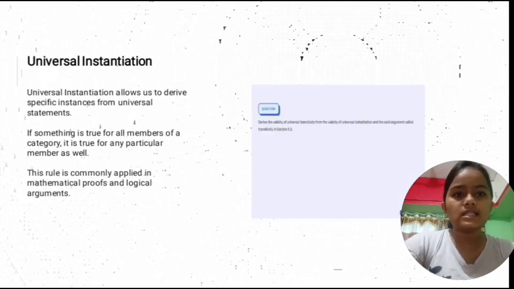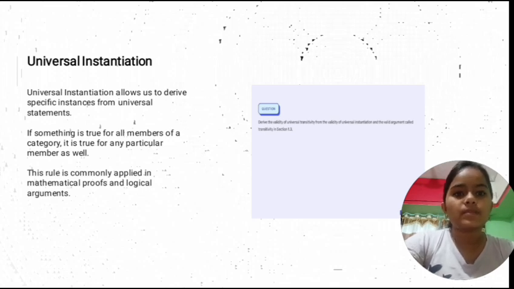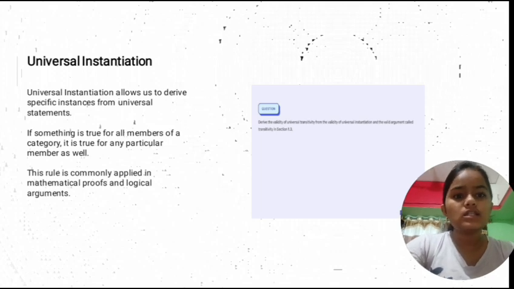Next, universal instantiation. Universal instantiation allows us to derive specific instances from universal statements. If something is true for all members of a category, it is true for any particular member as well. This rule is commonly applied in mathematical proofs and logical arguments.